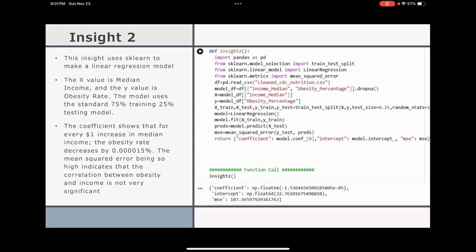Insight 2 uses linear regression. The x value is median income and the y value is obesity rate. The model uses a standard 75% training, 25% testing split. The coefficient shows that for every $1 increase in median income, the obesity rate decreases by 0.000015%. The mean squared error being so high indicates that the correlation between obesity and income is not very significant.